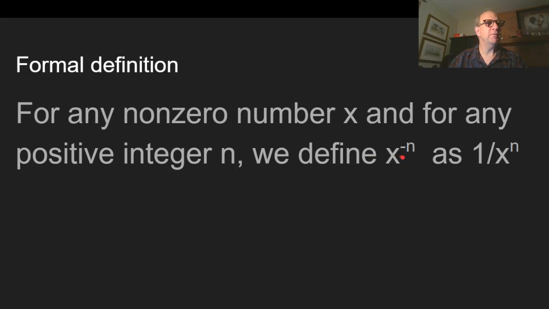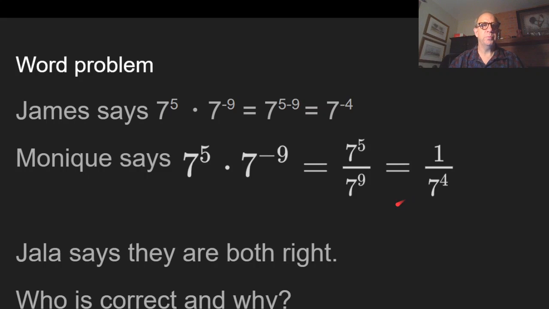So x to the negative nth is written as 1 over x to the nth, depending on how I want it. That's the definition of negative exponents. Okay. So let's take a look at this word problem. James says 7 to the 5th times 7 to the negative 9th equals 7 to the 5th minus 9 equals 7 to the negative 4. Monique says 7 to the 5th times 7 to the negative 9th equals 7 to the 5th over 7 to the 9th, which equals 1 over 7 to the 4th. Jayla says, no, they're both right.